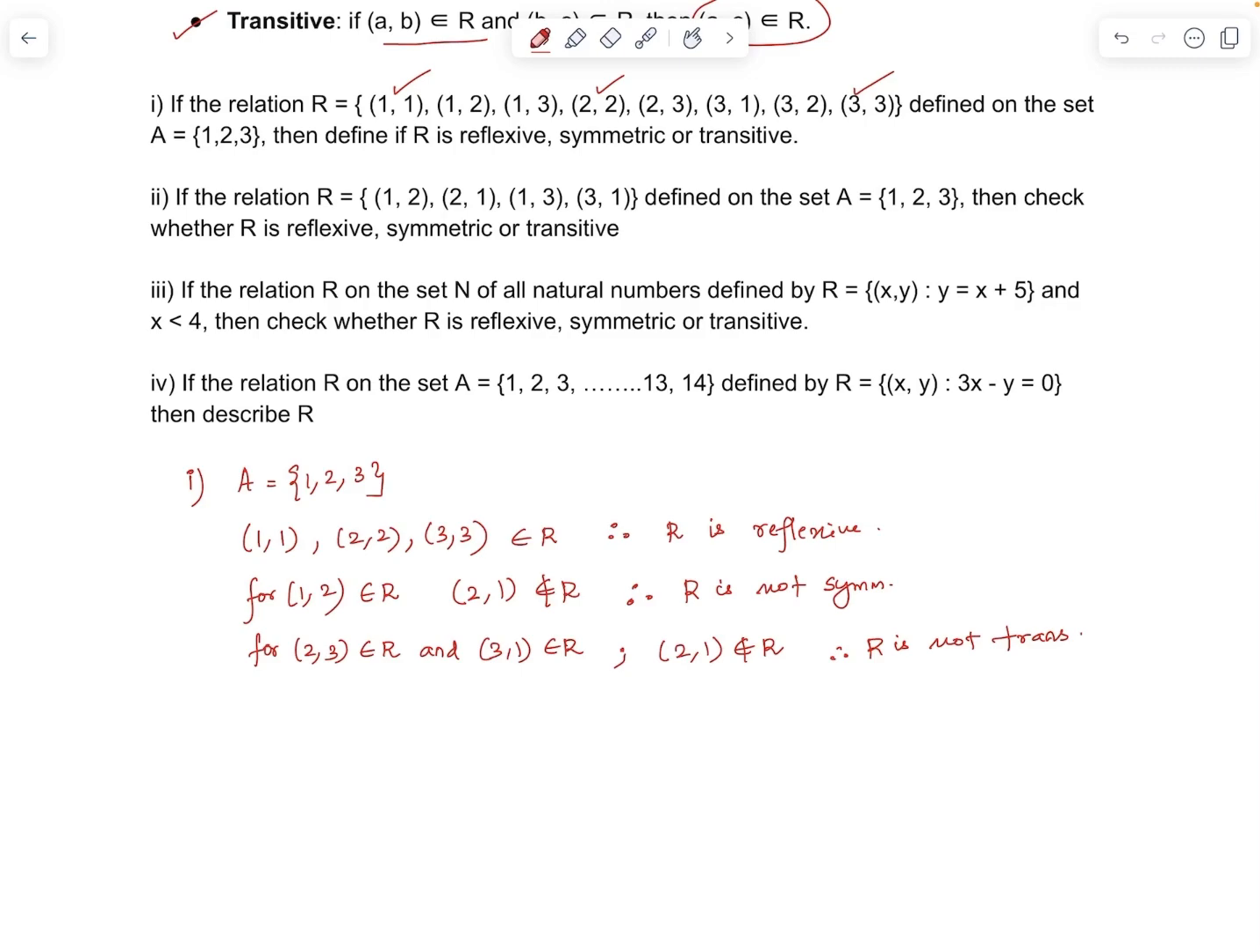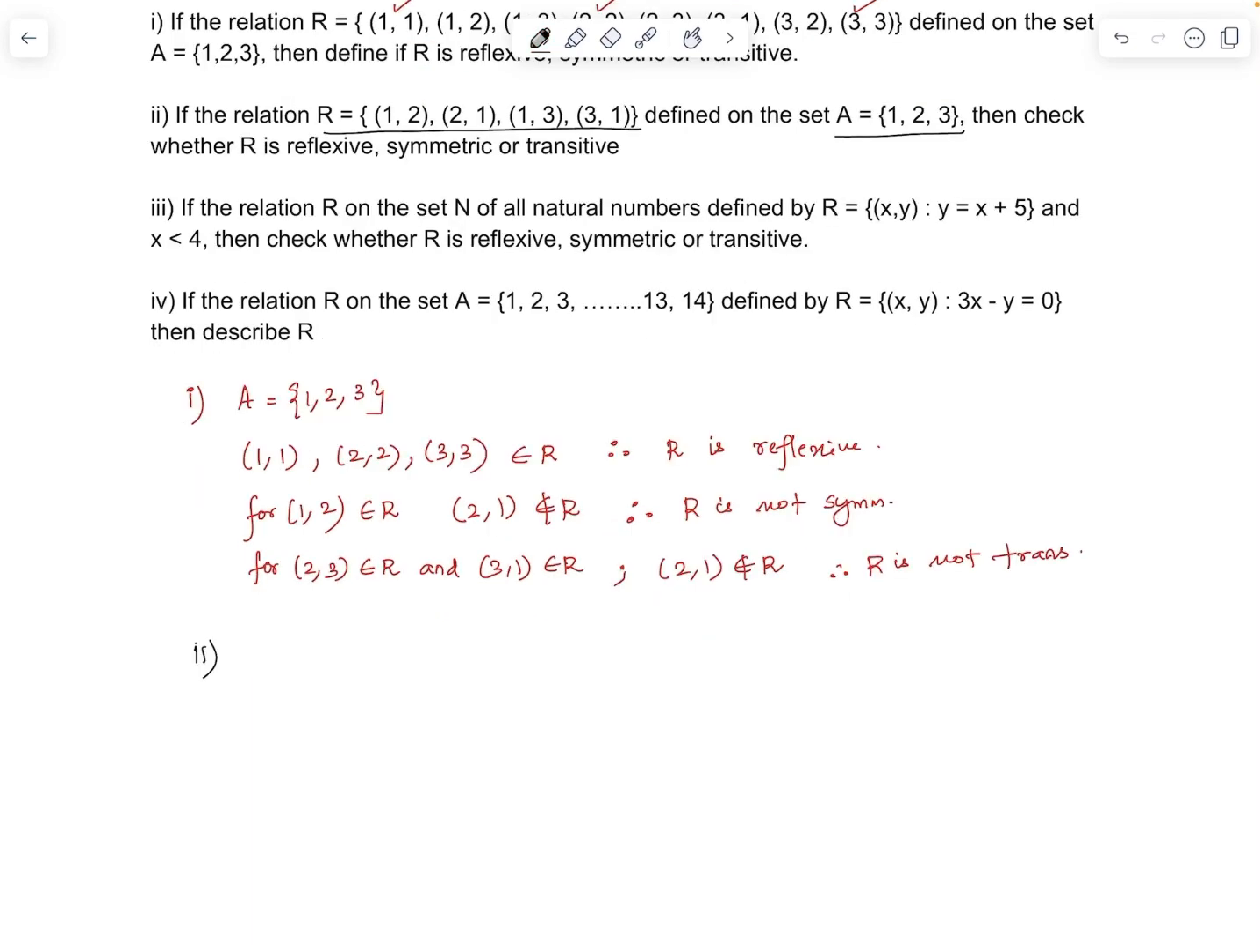Question number 2. If the relation R is defined on the set A, then check whether R is reflexive, symmetric or transitive. In R we don't find (1, 1). (1, 1) is not in R. That's enough to prove that it is not reflexive. We don't even have to check if (2, 2) and (3, 3) are there. So R is not reflexive.